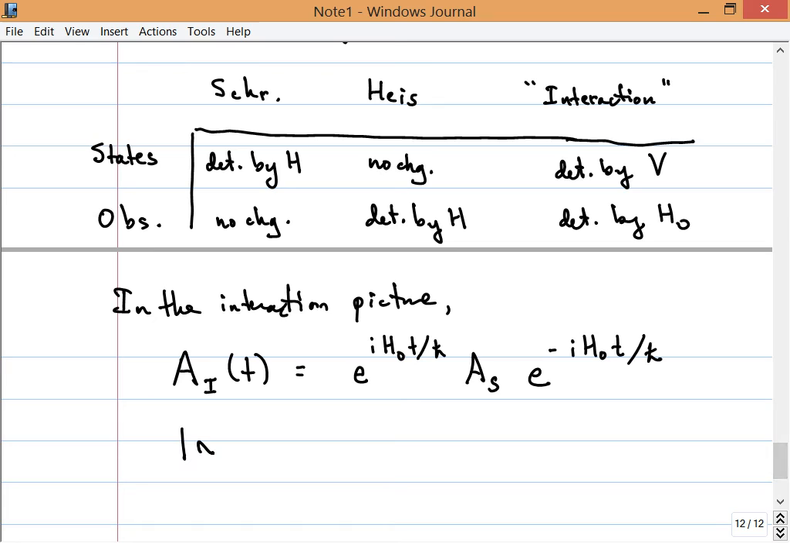And states in the interaction picture are going to be related to states in the Schrodinger picture, again, by the action of this operator, e to the i H naught t divided by h bar. Of course, if V were equal to 0, then this is exactly what you would call the Heisenberg picture. So the only difference between this and the Heisenberg picture is that instead of taking the full Hamiltonian when I perform these conjugations, I'm only taking the time-independent part of the Hamiltonian.